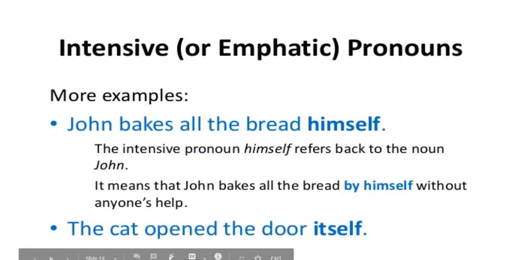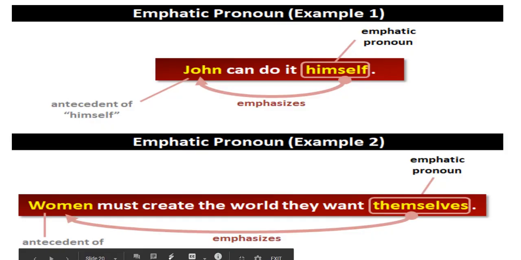Now let's see some more examples. John bakes all the bread himself. The intensive pronoun himself refers back to the noun John. It means that John bakes all the bread by himself without anyone's help. The cat opened the door itself. John can do it himself. Look at the sentences carefully.